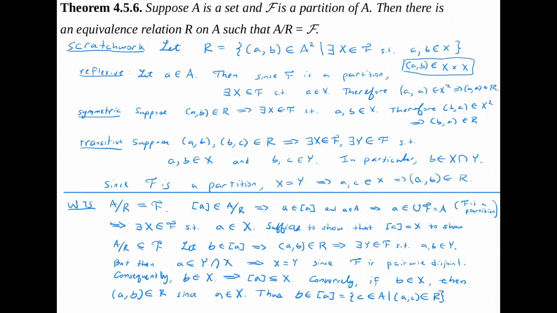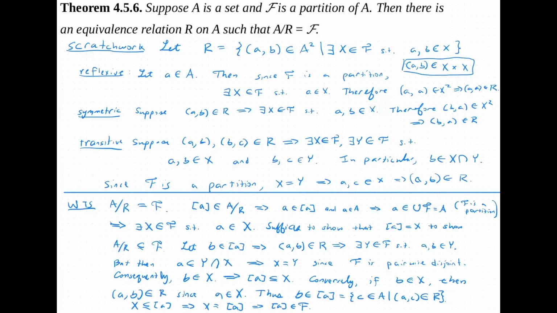So this gives us now the other containment. So X is a subset of the equivalence class of A. And so now we have shown that these are in fact equal. And so that will show one side, because now we have X is equal to the equivalence class of A, which in turn tells us that the equivalence class of A is an element of the family of sets F. So that shows that A mod R is contained in the family of sets.